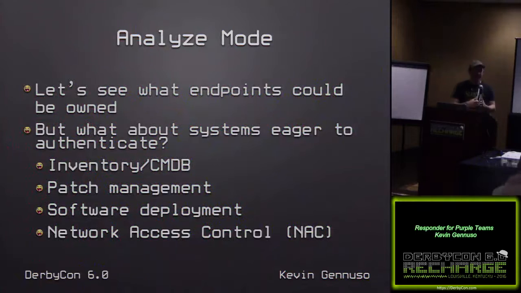So let's talk about analyze mode for a second. This is really where the blue team comes into play. Let's take a look at what endpoints could be compromised. But what about systems that are eager to authenticate, which tend to be blue team systems? So inventory systems: I want to know what's out on the network. Patch management, software deployment: I want to deploy software to your endpoint. And then there's network access control, another blue team tool, and the one that betrayed me.